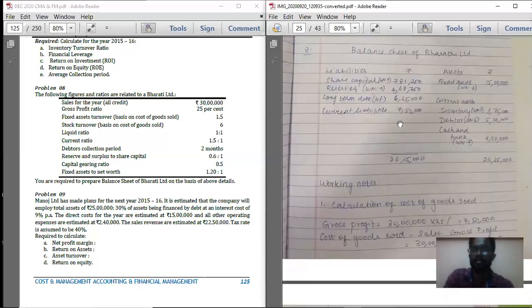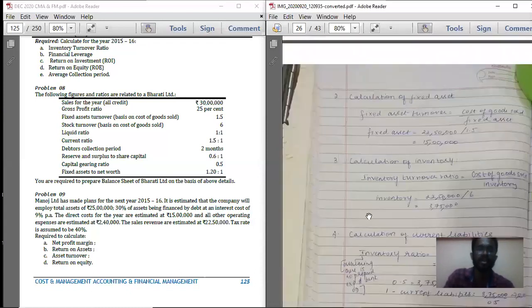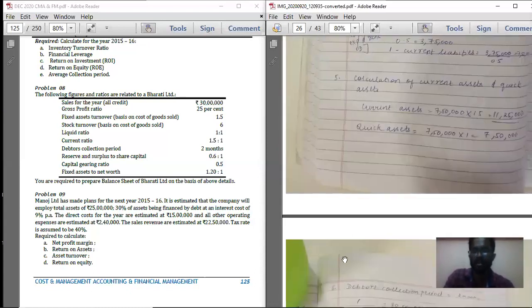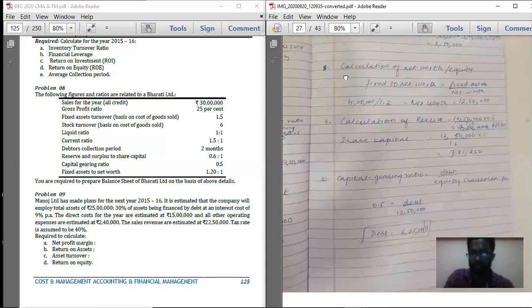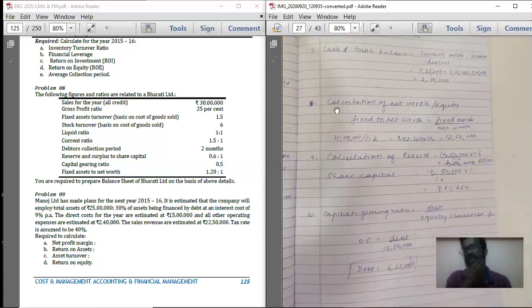Here we don't know any values. We only know the current liabilities value, that is 7,50,000, and we don't know any values regarding the total funds. So we should calculate it using the given formulas, given ratios. Now below working note number 7, put point number 8. Calculation of net worth, that is equity. Net worth and equity are same.